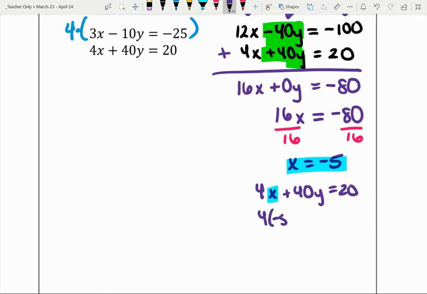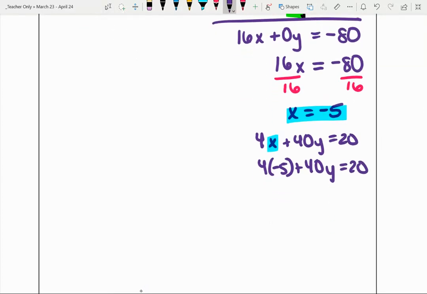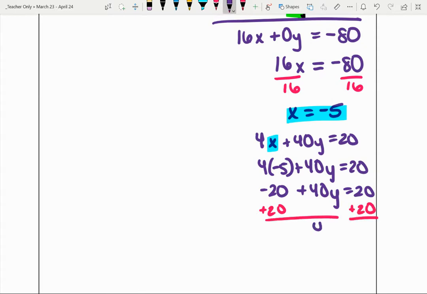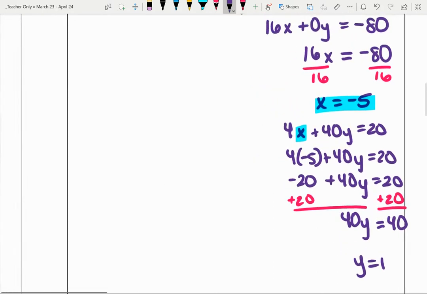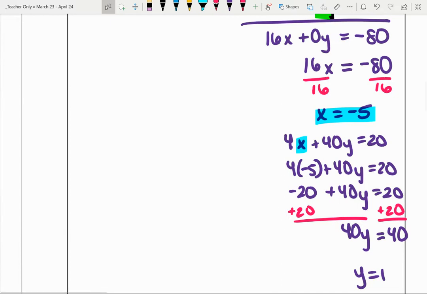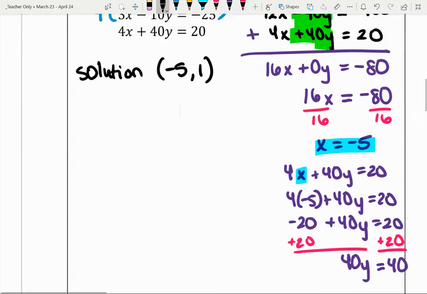So I'll get 4 times -5 plus 40y is equal to 20. 4 times -5 is -20. Plus 40y is equal to 20. I'm going to start to get those y's by themselves by adding 20 to both sides. So I'll get 40y is equal to 40, which must mean that y is equal to 1. So again, according to this process here, I've got a solution of -5, 1, right? X and y pair.